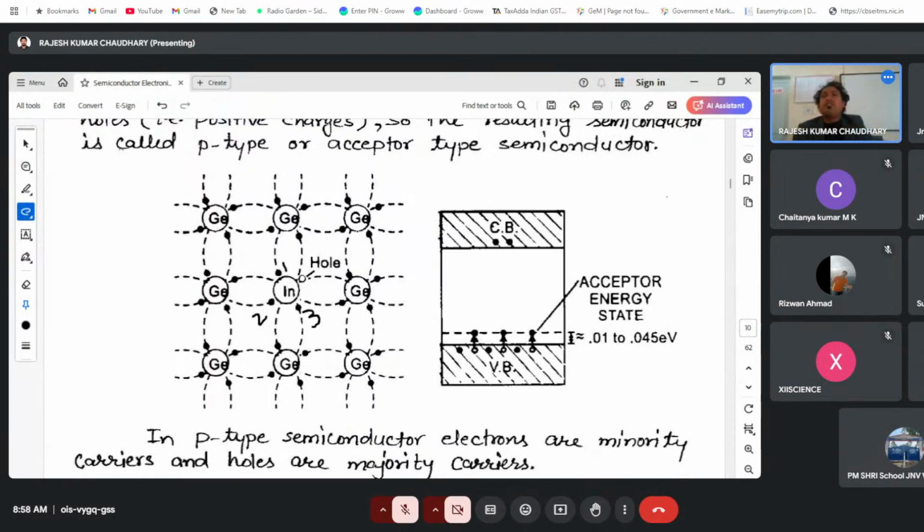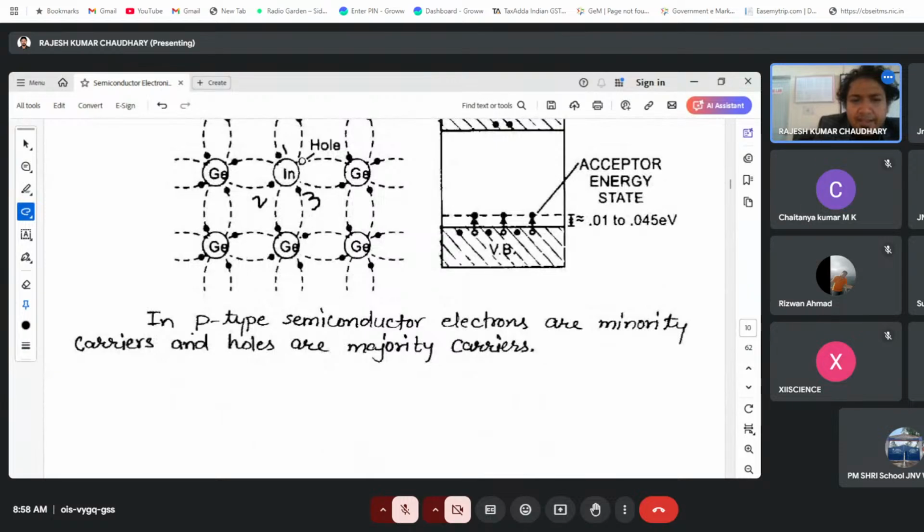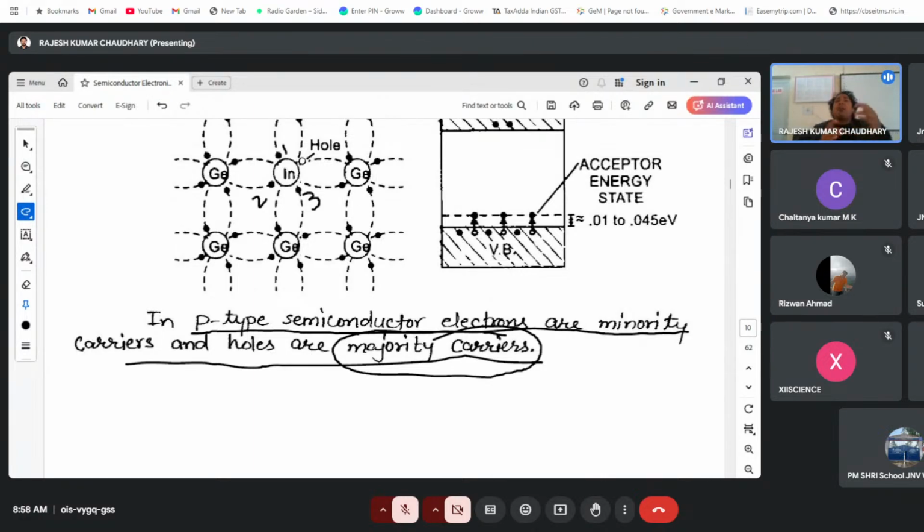So in p-type semiconductor, the majority charge carriers are holes and the minority charge carriers are electrons. So you can see that it is written here. In p-type semiconductor, electrons are minority charge carriers and holes are majority charge carriers. Because holes are majority charge carriers, it is called positive type semiconductor. And in n-type semiconductor, the majority charge carriers are electrons. That's why it is called n-type, negative type semiconductor.